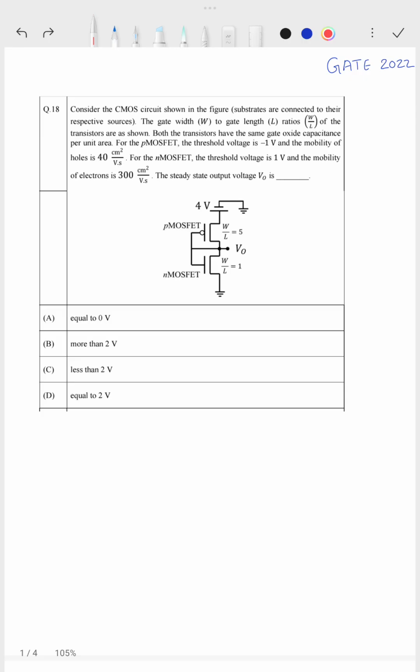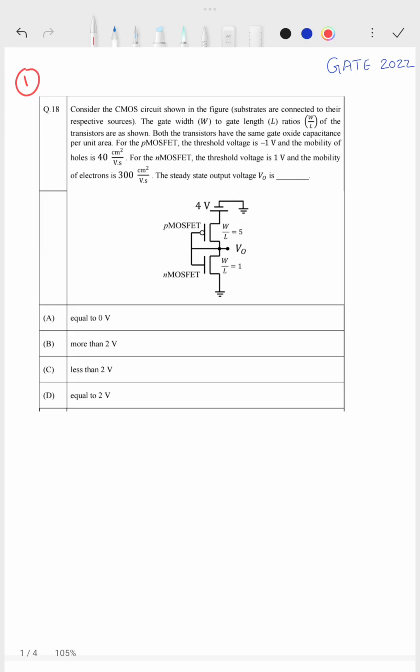This is part 3 of the video, and we were solving the questions related to analog circuits, mainly the questions from BJT and MOSFET transistors. Today we will be solving the questions from GATE 2022, and this is the first question. So let me mark that. This is the first question of today's lecture series. Yeah, so let us start.